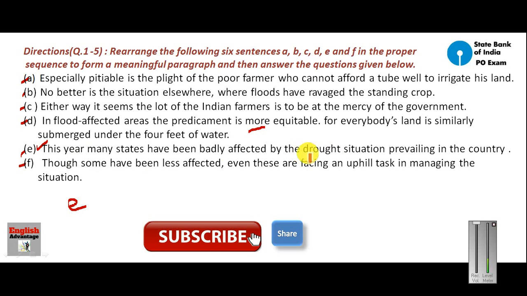Now the next sentence that follows may have this word "situation". This way you can connect the sentences. Here you are talking about the drought situation, so this sentence, B, should follow: "No better is the situation elsewhere where floods have ravaged the standing crop." Now here you are talking about the floods. In the previous sentence you talked about the drought situation. So this sentence should follow the previous sentence, because here you are talking about the parallel situation. So I think this should be the first pair of sentences, E B.